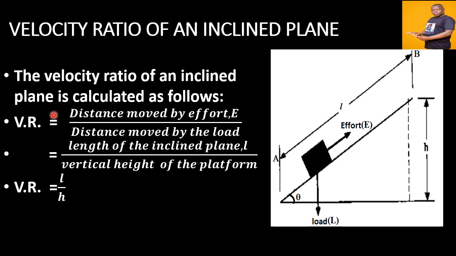All right, so this is how you calculate velocity ratio of an inclined plane. All you have to do is divide the distance moved by the effort by the distance moved by the load. The distance moved by the load is this height here. Or you take the length of the plane divided by the vertical height. It will give you the velocity ratio which you desire to work out.